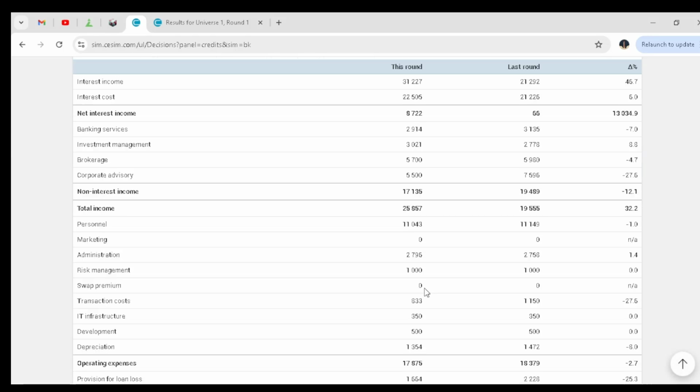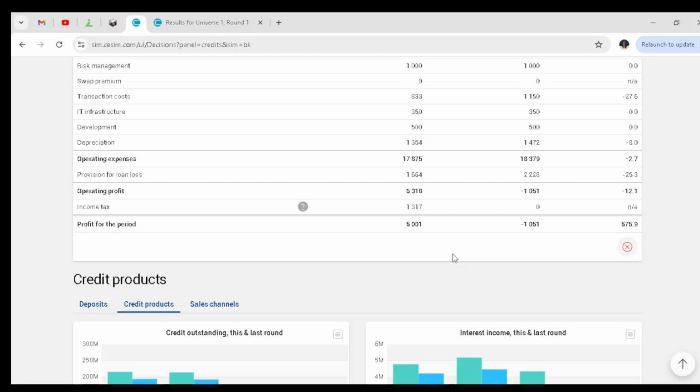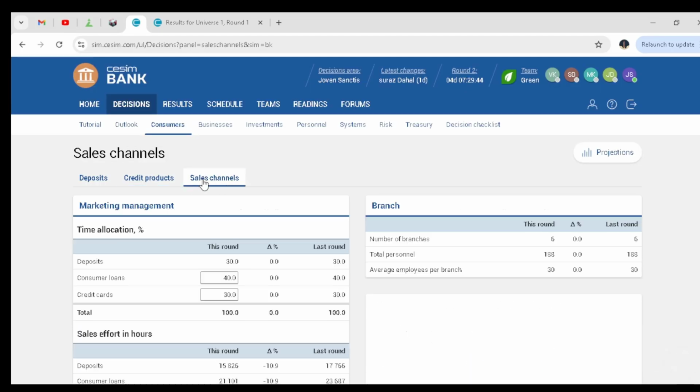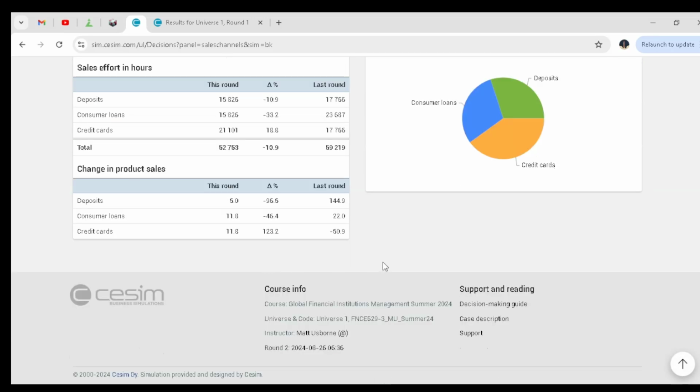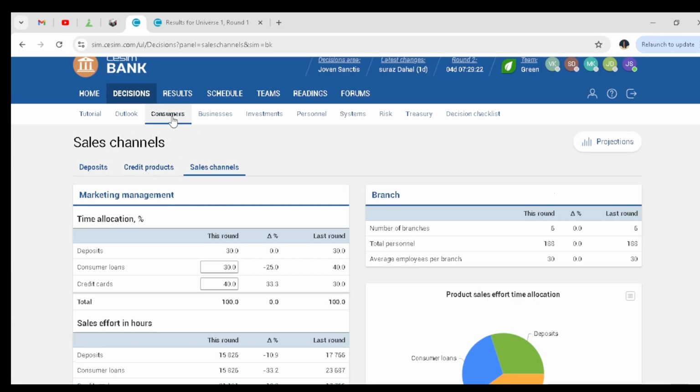You can see that we are also still coming from the negative. You can see in the last round it was negative 1,051. At the moment it's 5,001. So continue making the decision. The last part of the consumers is the sales channels. As the sales channels, we shall just make the consumer loans at 30 and the credit cards at 40. That's a decision because it's a white cell. And that's all about the consumers department.